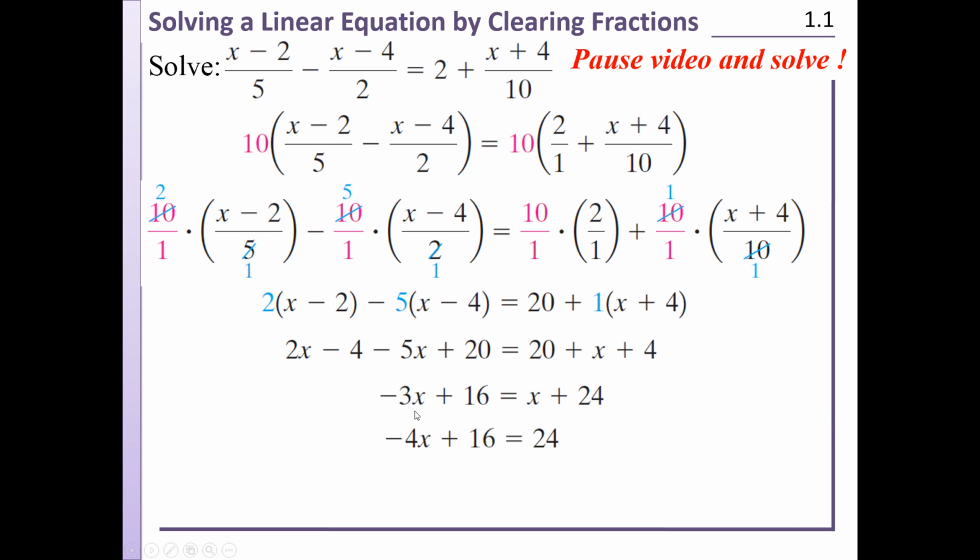To isolate the variable, we can subtract x from both sides, and now we'll subtract 16 from both sides, and then divide by the coefficient. So the unique solution here is x equal to negative 2.